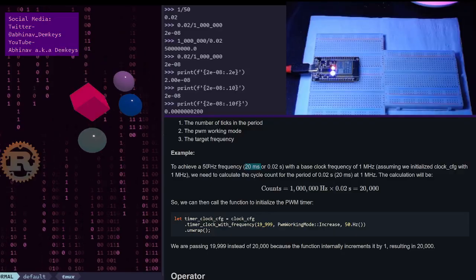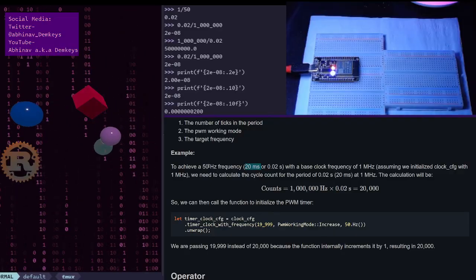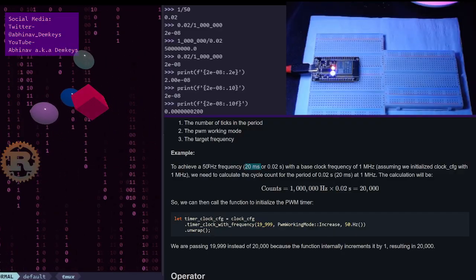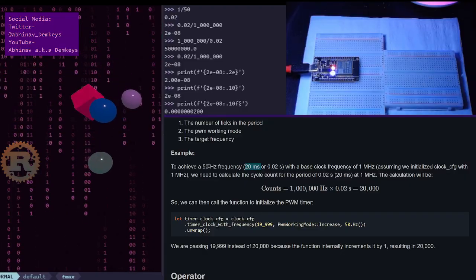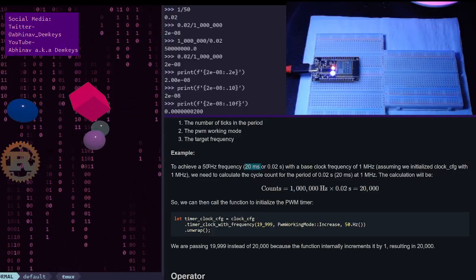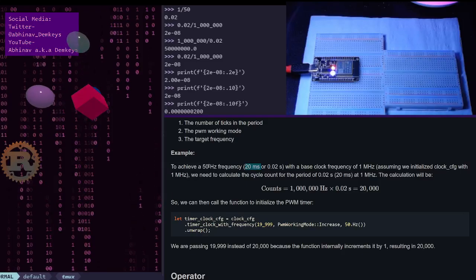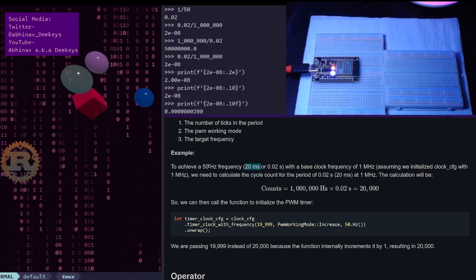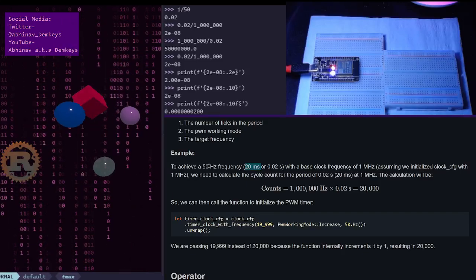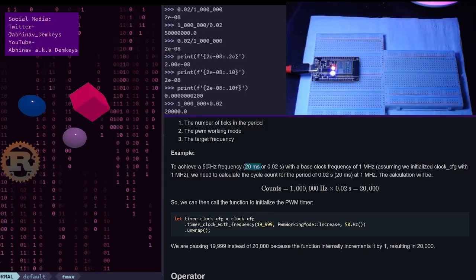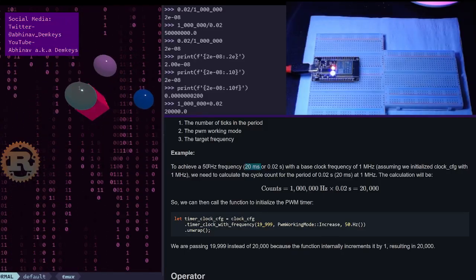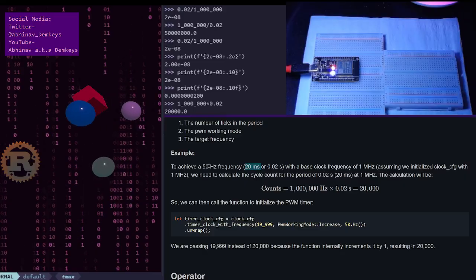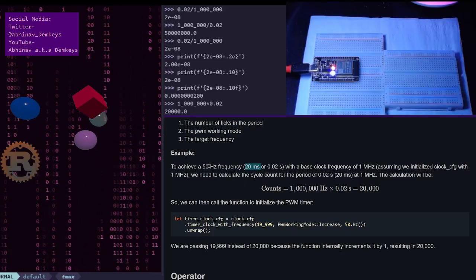What am I doing here? I don't get it. This gave us, oh yeah. So 0.02 divided by 1 million. Yeah, let's just not do that. Let's multiply this, and that gives us that. So that's 20,000 cycles per second, isn't it?